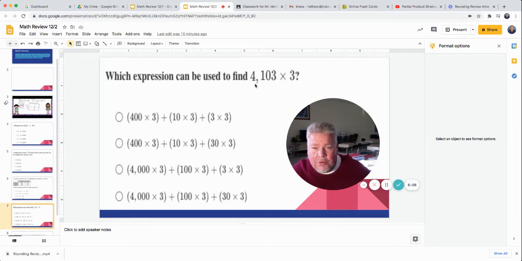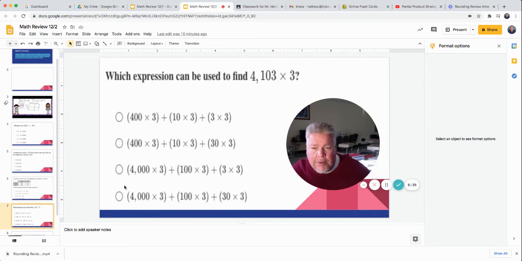And so we've got a 4 in the thousands place. That would be 4,000 times 3. We've got a 1 in the hundreds place. That would be 100 times 3. We've got a 3 in the ones place. That would be 3 times 3. So we're looking for 4,000 and a 100 and a 3 all together times 3. So these first two are 400. Well, we don't have a 4 in the hundreds place. It's in the thousands place, so we can eliminate those.